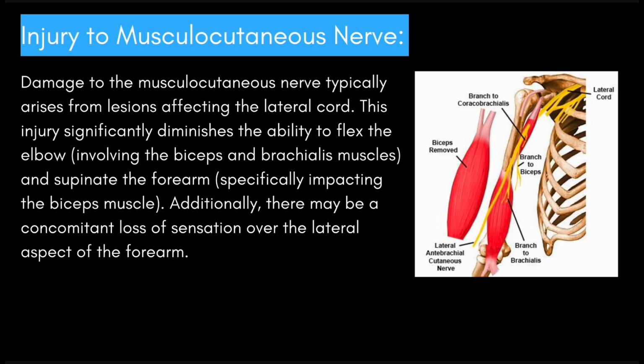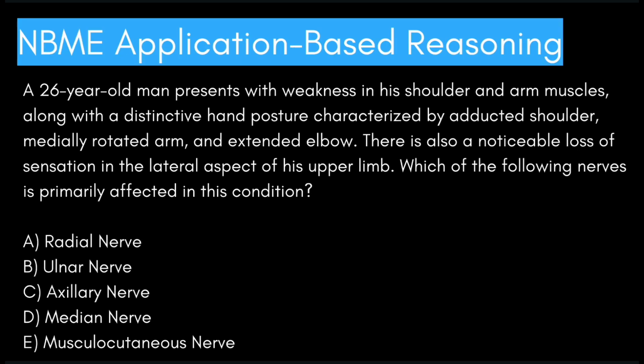Let's go ahead and move on to some questions. So we have a 26-year-old man who presents with weakness in the shoulder and arm muscles, along with a distinctive hand posture characterized by an adducted shoulder, medially rotated arm, and extended elbow. There is also a noticeable loss of sensation in the lateral aspect of his upper limb. Which of the following nerves is primarily affected in this condition?